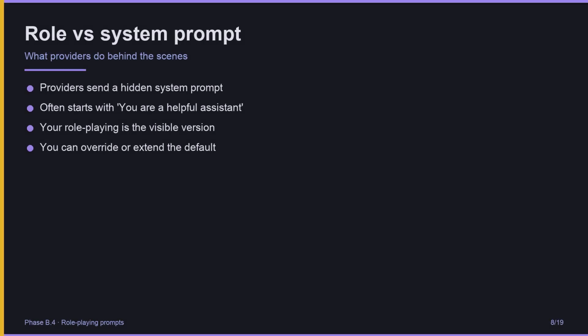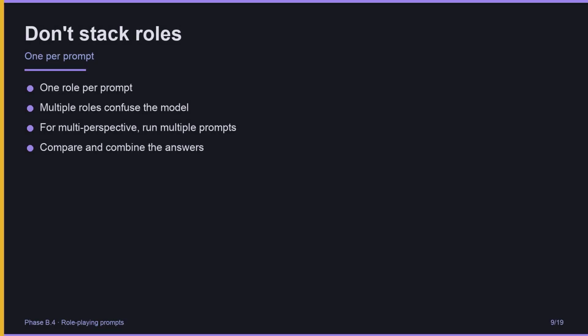Here is something behind the scenes. Providers send a hidden system prompt before your message. That prompt often starts with, "You are a helpful assistant." Your role-playing is the visible version of the same technique. You are extending or overriding the default. In OpenCode, you can set your own system prompt in the project_agents.md file, which we will cover in a couple of lessons.